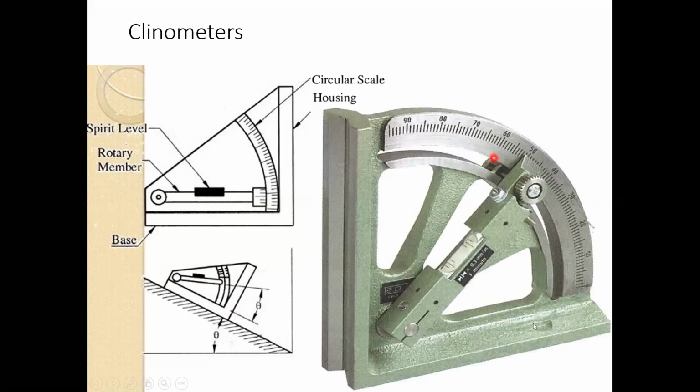If you observe clearly, this is a rotating member, and on it the spirit level is mounted. This rotating member can rotate against the circular scale. Here there are two flat faces, and this base is simply placed on the work part. Automatically the bubble will occupy a new position beyond zero, but you always have to bring the bubble position to zero. When you do, you take the reading against the scale.